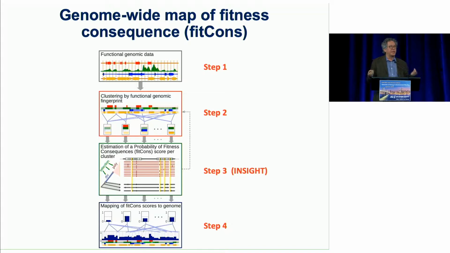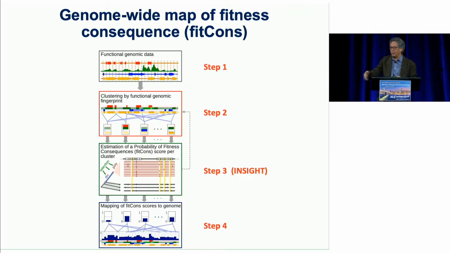The first is you get functional genomic data. Remember what InSight does. It says, let's look at elements across the genome and put together elements that have very similar features. So we collect a large number of functional genomic and epigenomic data across the genome to allow us to classify sequence elements, especially in the non-coding sequences, that behave the same, that have the same fingerprint. So we cluster that in step 2.